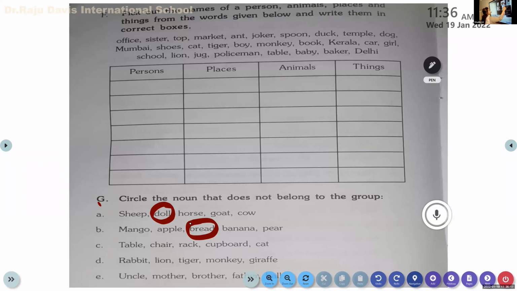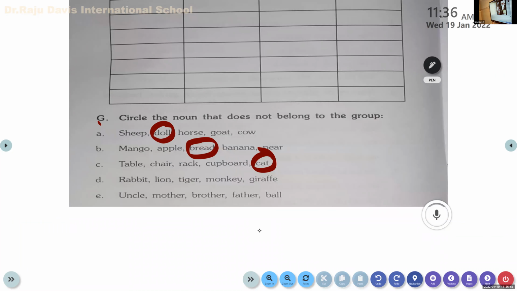Okay, then. Vaishnavi, come on. Do the next question. Unmute it. Table. Question number C. Yes, table. Very good. Table. Chair. Rack. Cupboard. Cat. Okay, come on. Identify the noun that does not belong to the group. Which is the word? Cat. Yes, very good. Cat is the correct word. All the others are? Things. Very good. All the others are things except the cat. Cat is an animal.